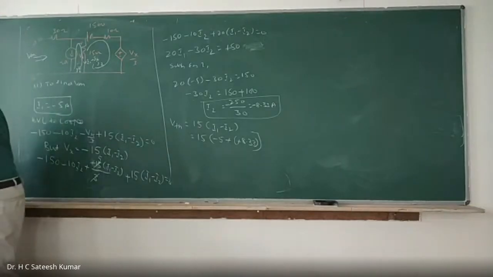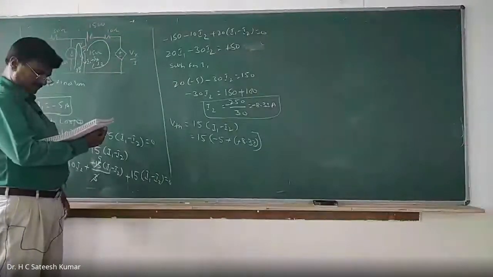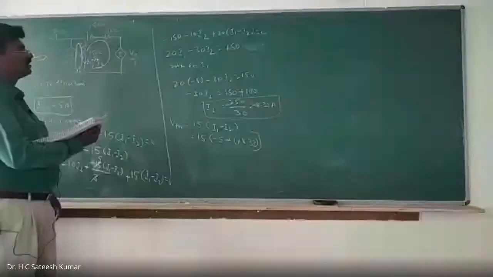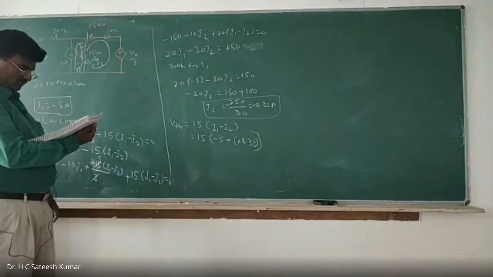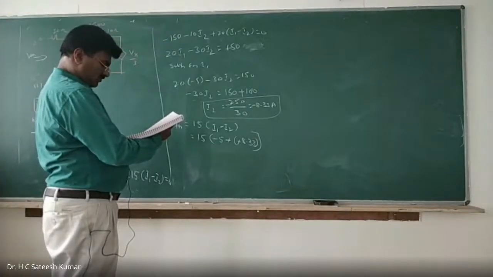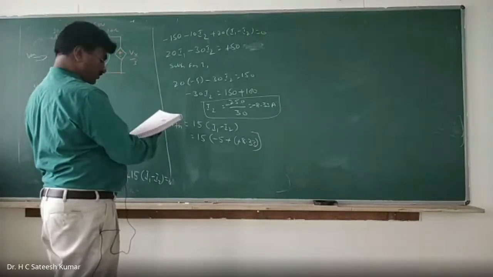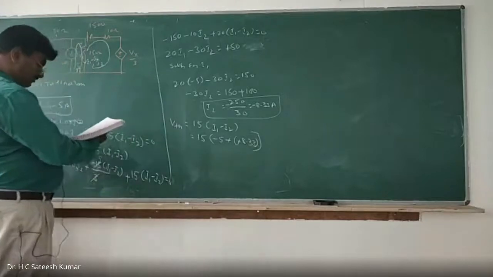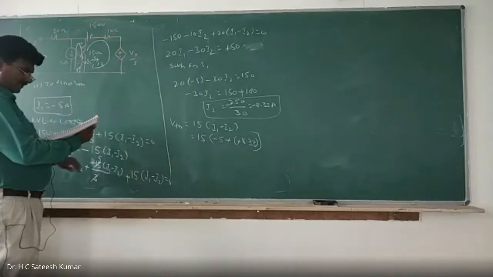Something is wrong here. What did I take for Vx? I took 15. What did I1 come to? I1 is minus 5. No, I made a mistake. I took 10 ohms, 150 volts, 30 ohms, 15 ohms. Minus 150 minus 10 I2 minus Vx by 3 plus 15 I1 is correct. Somewhere we made a mistake.